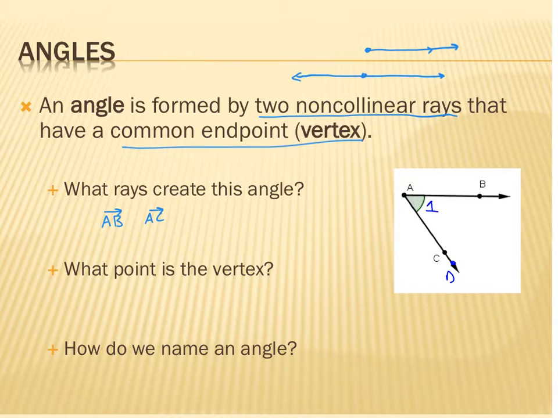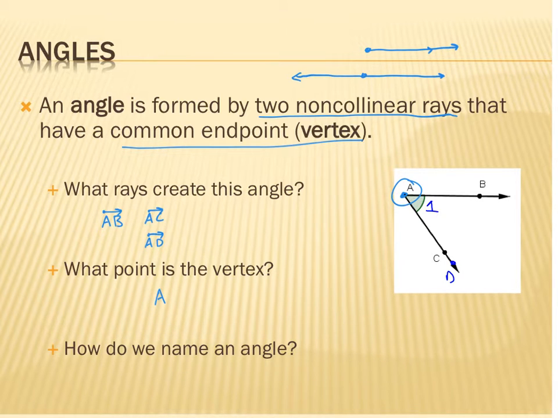Or you can write ray AD. But make sure that you have the proper notation, that A, which is my endpoint and my vertex, is at the beginning of all of these rays. Now the vertex is the common endpoint. Shouldn't be a big surprise to anybody.